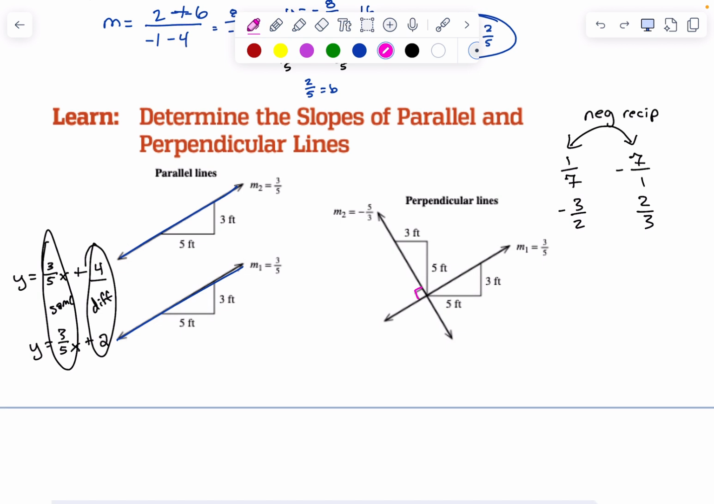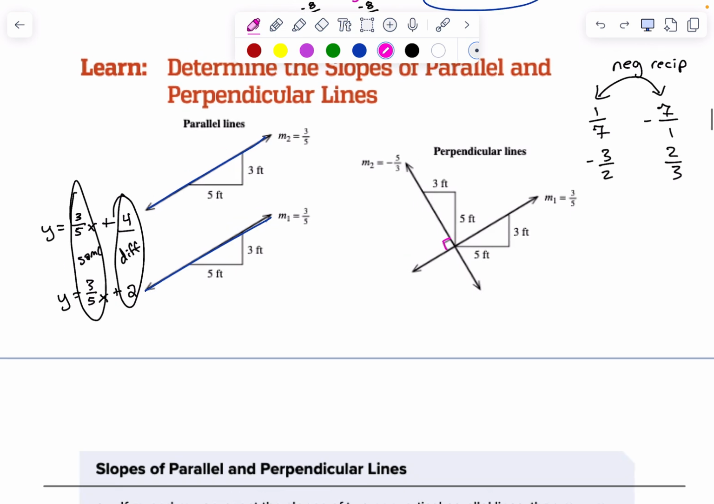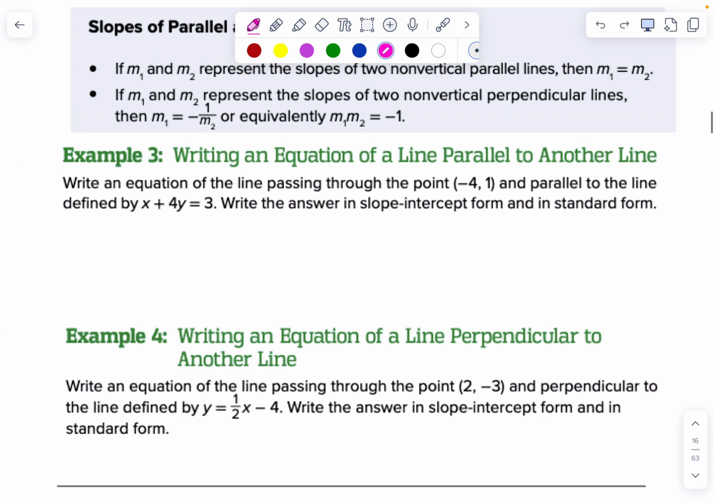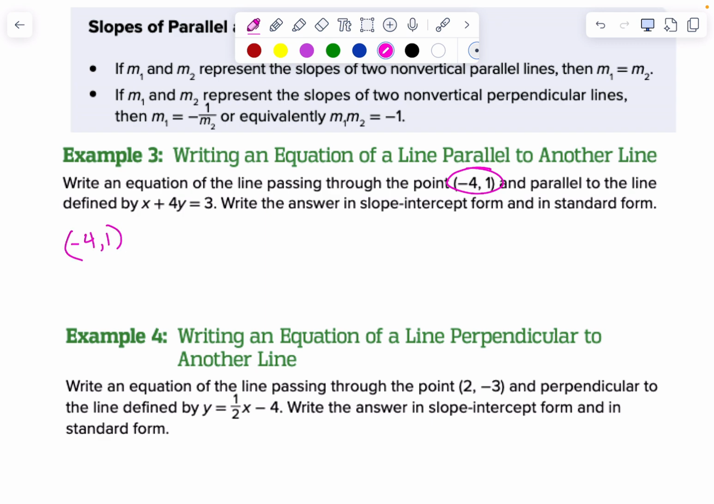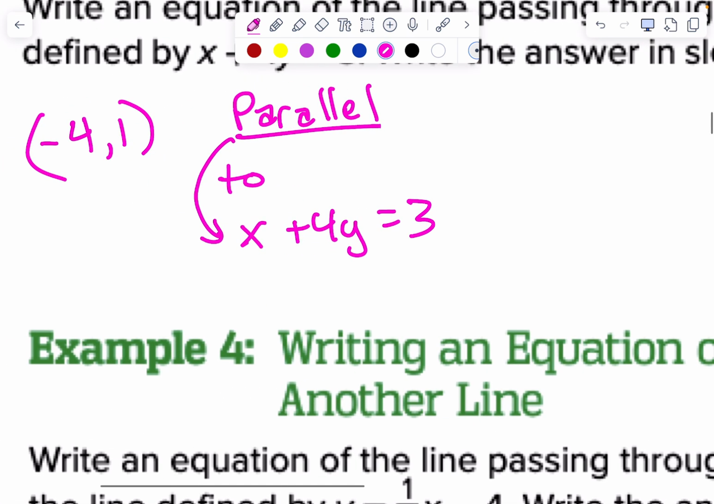So, perpendicular lines, the slopes are negative reciprocals of each other. Okay, so we're going to do an example down below here. Was that too fast? Are we doing okay? Okay. All right, example 3. They say, I want my line to pass through negative 4, 1. I'm just going to rewrite this down below so I don't have to reread the paragraph. And I want it to be parallel to x plus 4y equals 3. Okay, I want a line parallel to this one that goes through negative 4, 1.